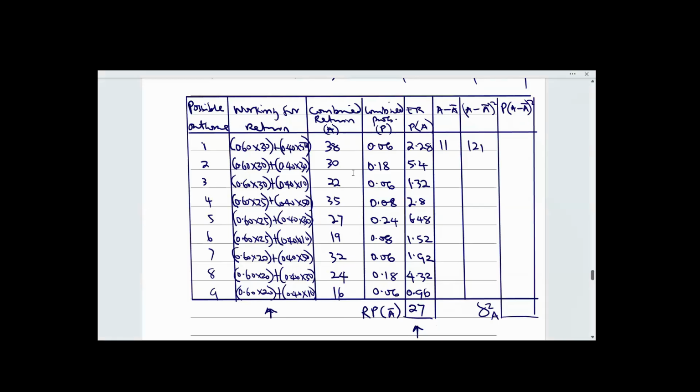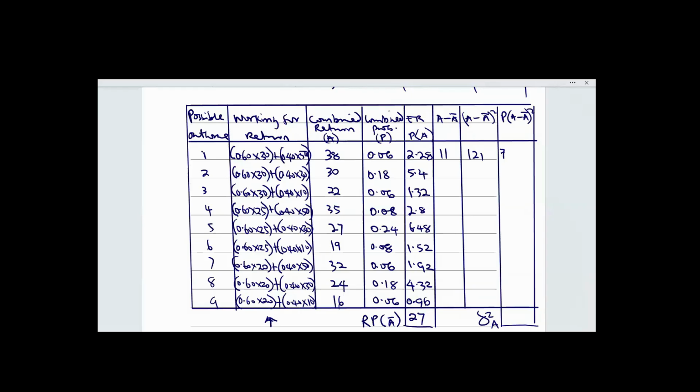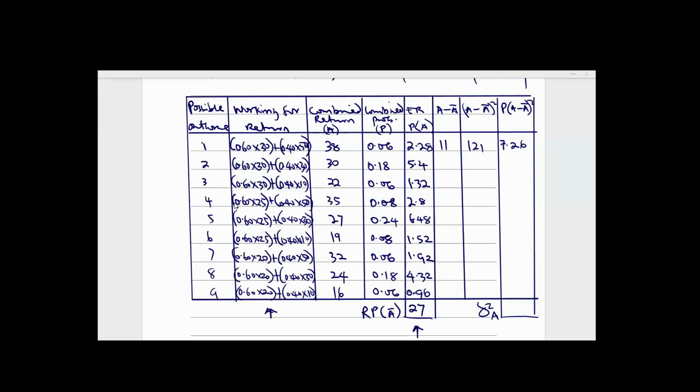Probability of what? 0.06. 7.26. No rounding. You have to write it out in full. It doesn't have any other figure. Oh, okay then. Please, somebody should confirm.